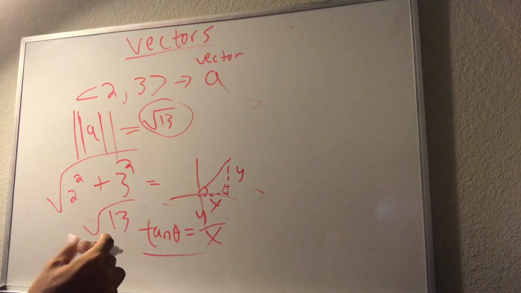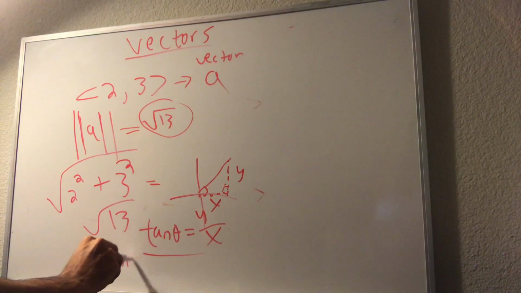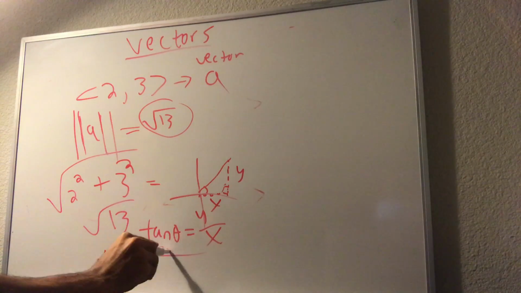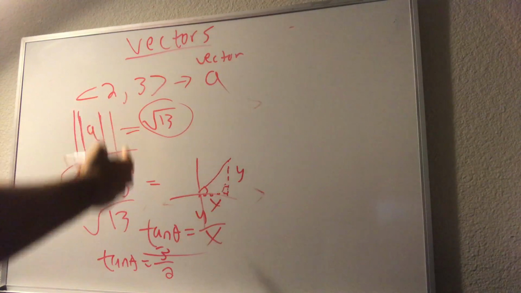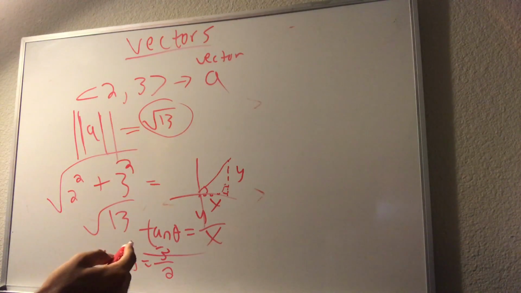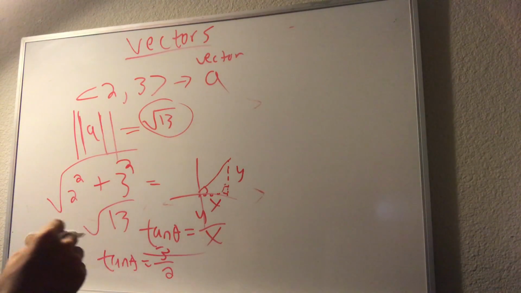So we know that tangent theta is equal to y over x, and in this case tangent theta must be 3 over 2, because we know that the vertical component is 3 and the horizontal component is 2. Therefore, tangent of theta must equal 3 over 2, or 1.5.